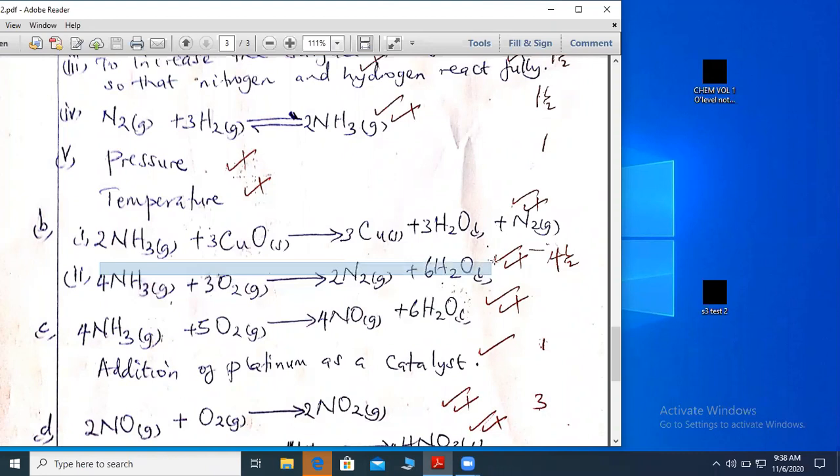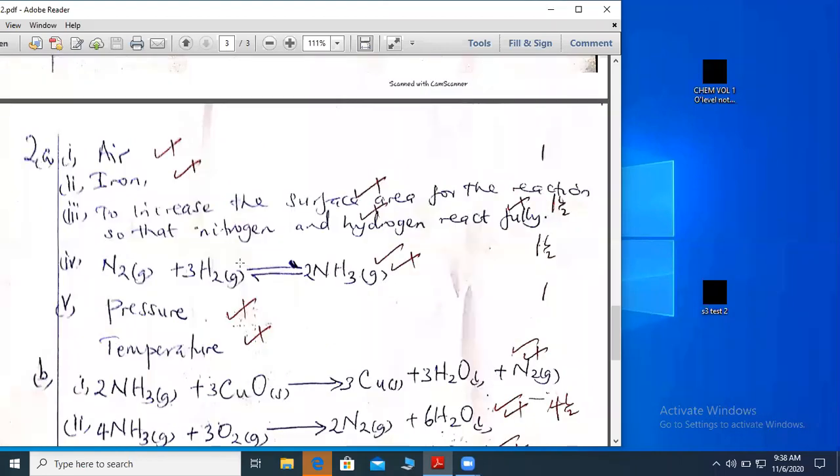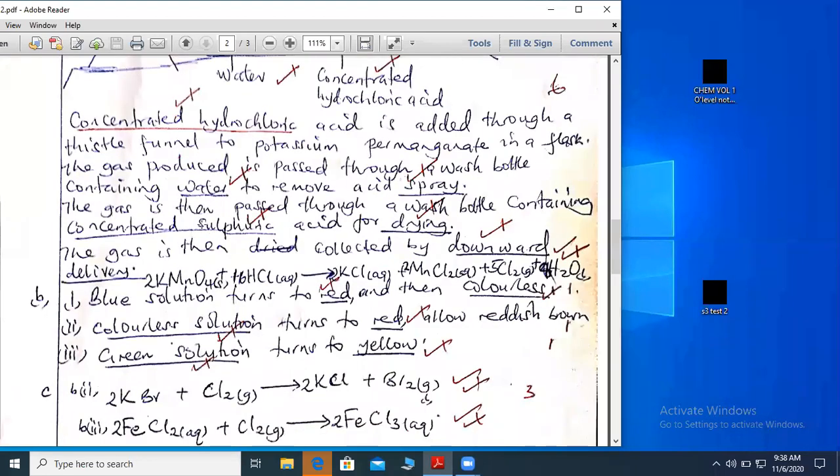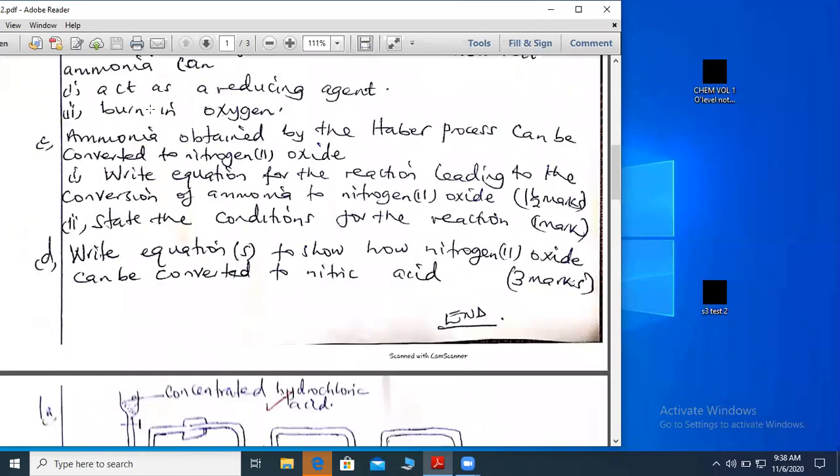And I told you this equation is not easy to balance. So put 6 on water, and the rest will balance itself. Put 6 on water and hydrogen becomes 12, so you put 4 on ammonia. When you put 4, you have to put 2 on nitrogen. Then the other equation was to write an equation to show ammonia burning in oxygen. This one we have finished.